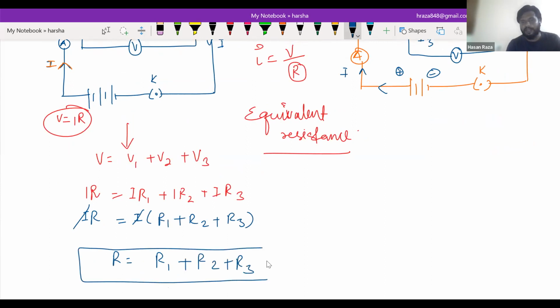Whenever resistors are arranged in series combination and you have to find the equivalent resistance, then what you need to do is add all the resistances, you will get the equivalent resistance. Please write this.